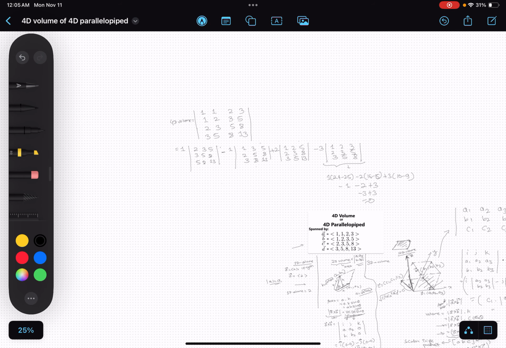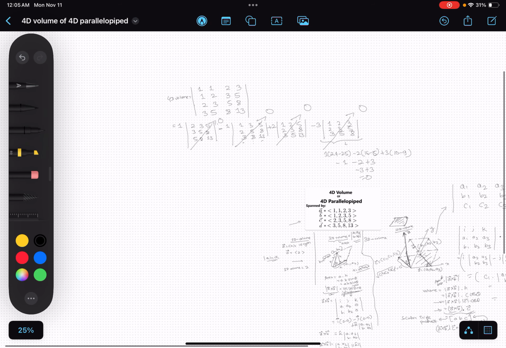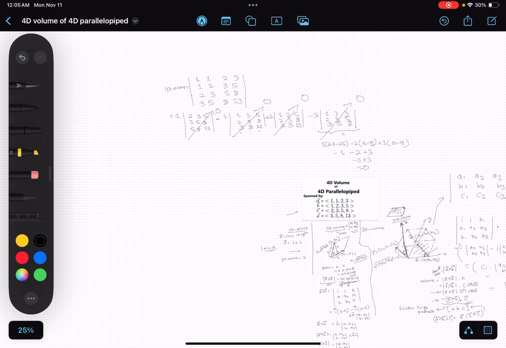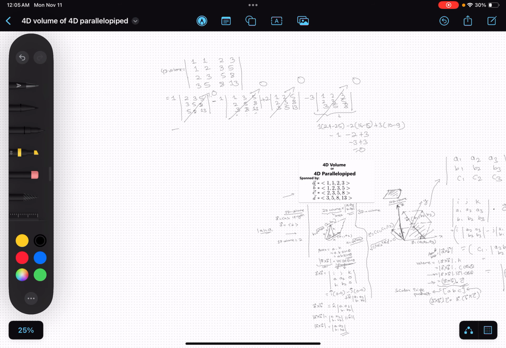Similarly, just like this going to 0, all of them will go to 0, because all these three vectors lie in the same plane, and so there will be no volume, right? And the 3D determinant is just the volume of these three vectors, as I told you earlier. So this is just 0. So the 4D volume of these four vectors is just 0.